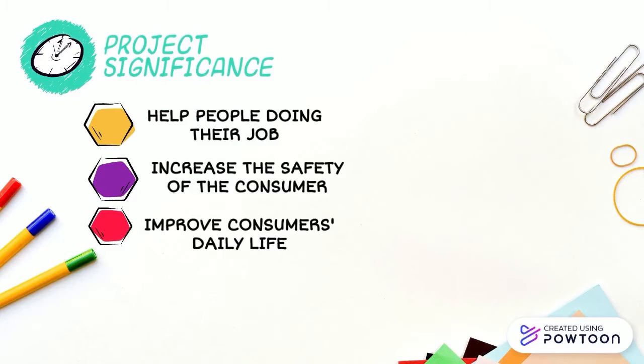The function is like a forklift, but in small size where the consumer can store it at a small space at home or storeroom. So, people do not have to worry about the problem on how to store the lifter in good condition. So, the implications of our multipurpose lifter is, first of all, help people doing their job. Secondly is increase the safety of the consumer. Thirdly is improve consumers' daily lifestyle.